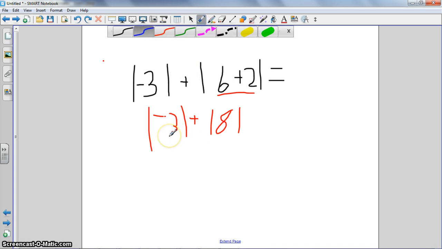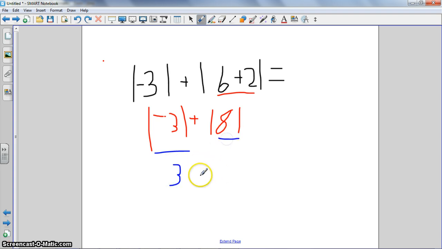Now, we can't add these two absolute values without knowing what they are. So the next step is to find out what are these. Well, the absolute value of negative 3 is positive 3. Absolute value of 8 is 8. And then it's as easy as 8 plus 3 is 11. And then we're done.